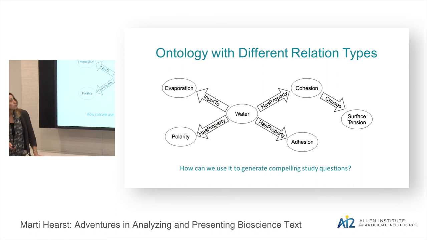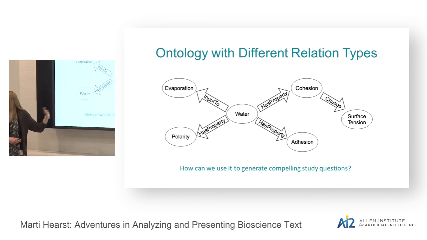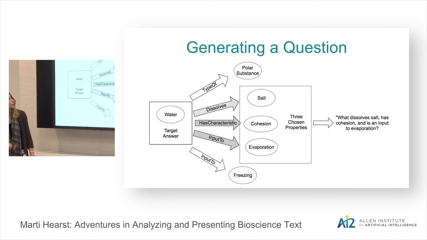And if you zoom in, here's a little piece of it. Water, input to evaporation, has property polarity, has property adhesion and cohesion. Cohesion causes surface tension. So we thought, given something like this, how can we use it to generate these questions with different pieces and distractors, as I outlined? So we decided to use the structure of the ontology in a novel way to do this.